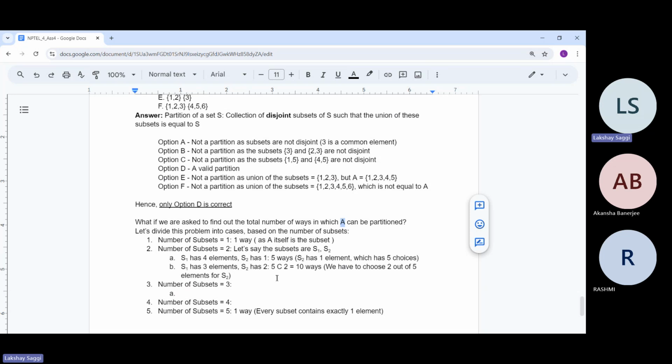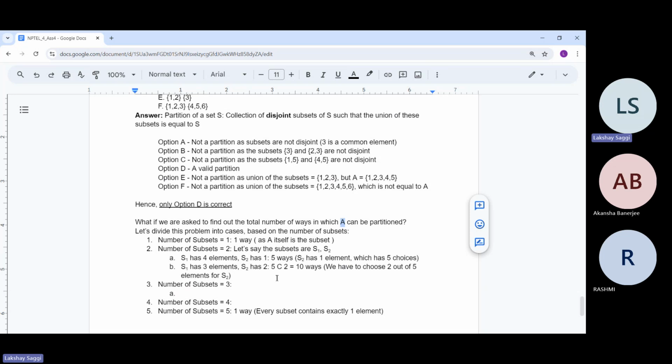And if the number of subsets was 2, then the two possible ways were, okay, here we'll also have a bit of an issue. So S1 has 3 elements, S2 has 1. So if the number of subsets was 2, for this set S1 will have 3 elements and S2 will have only 1 element. And this will happen in 4 ways because S2 can only choose one of these 4 elements. So this has 4 choices.